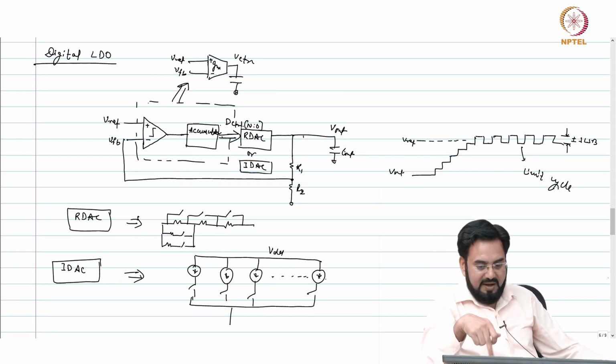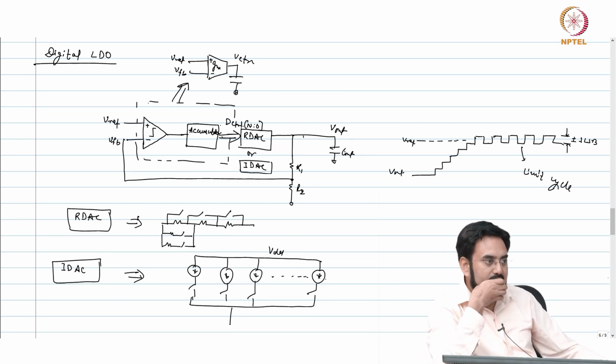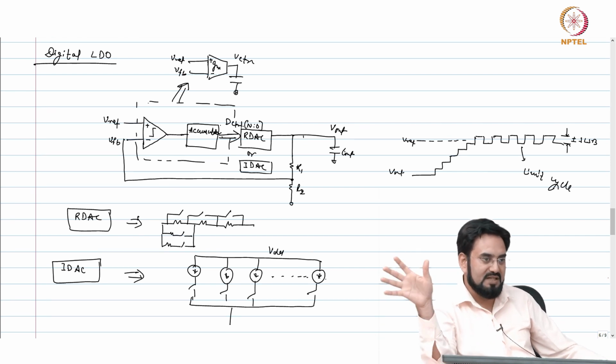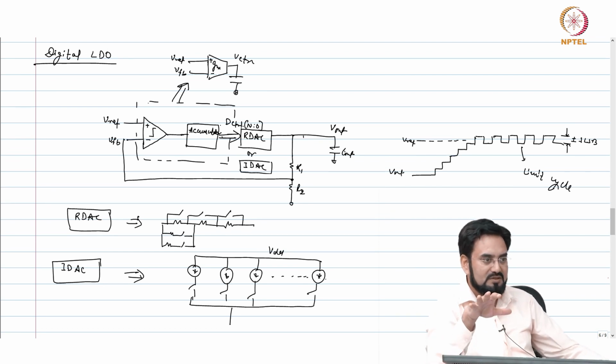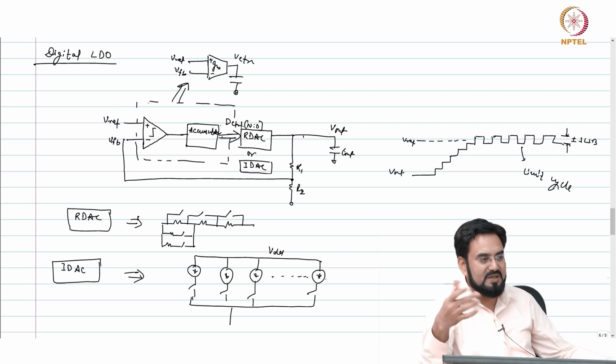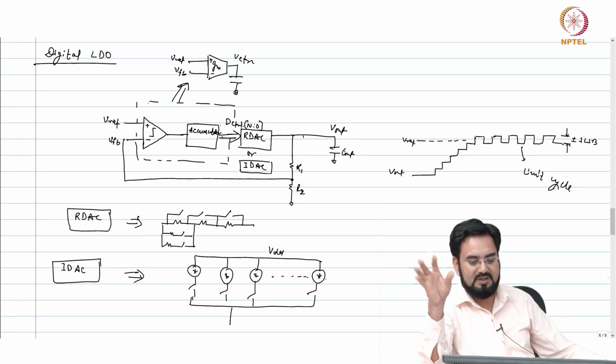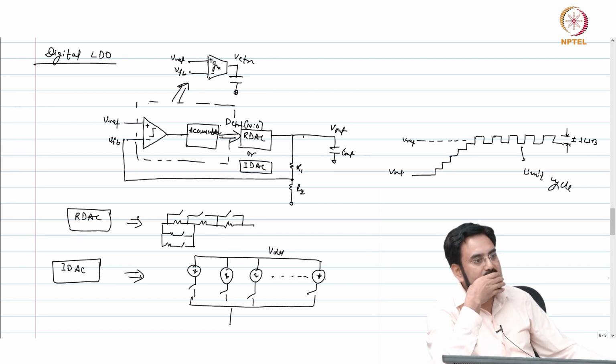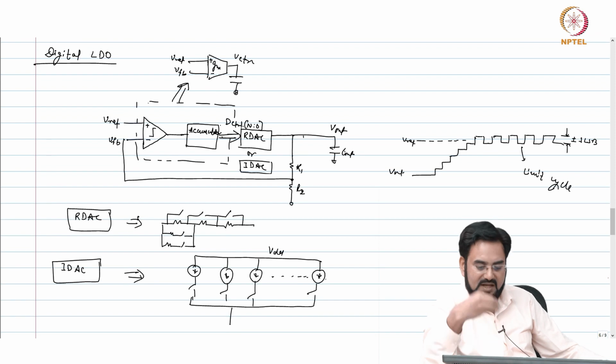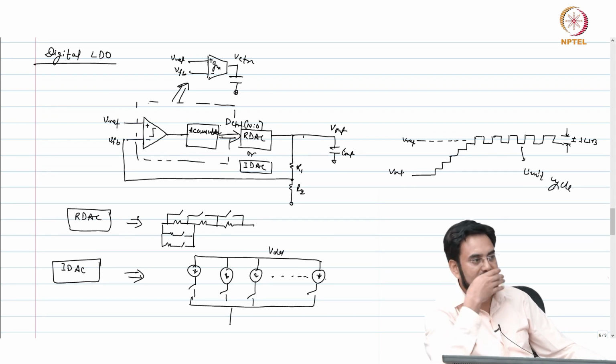So, if I want to avoid this, let us say I have ensured that my output pole is outside your UGB, which means the accumulator is very slow, that I have ensured, but I will still get plus minus 1 LSB oscillation. If I want to reduce this oscillation, then what can I do? Reduce the ripple voltage. I want to just completely eliminate this ripple. Can I do this?